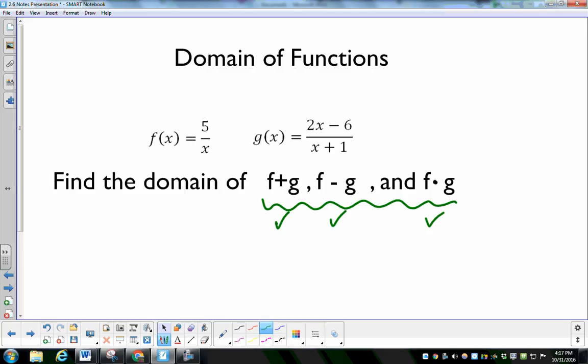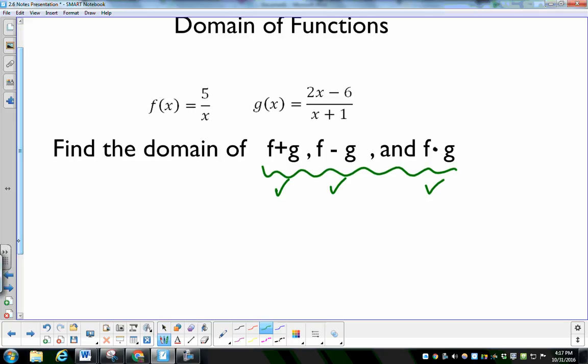So if we look at these two functions, we can see that in f of x, x cannot equal 0 because that would make our denominator equal 0. So we know that's one part of our domain. X cannot be 0. Whether we're adding them together, subtracting them, or multiplying these two functions, x cannot be 0.